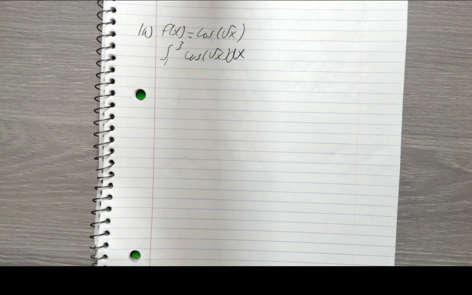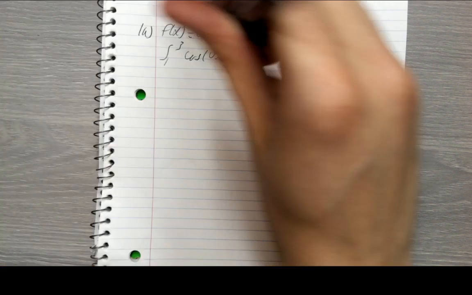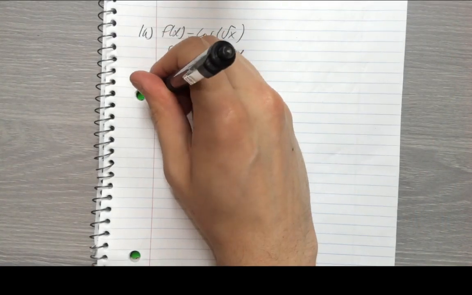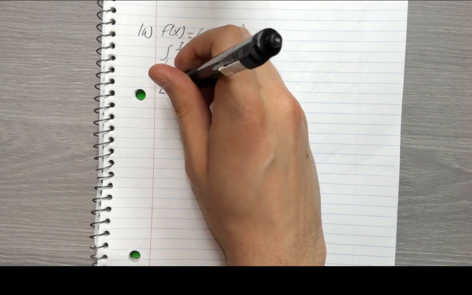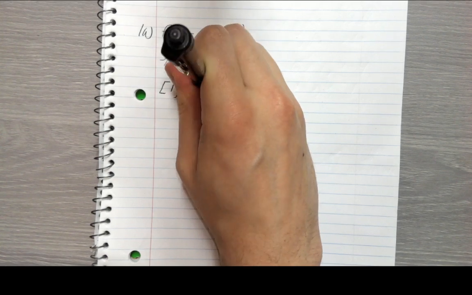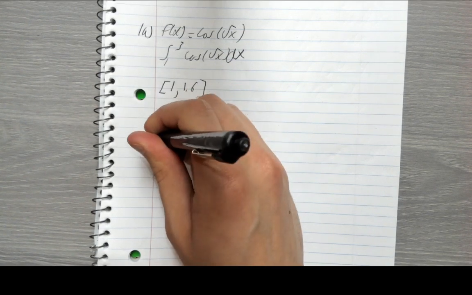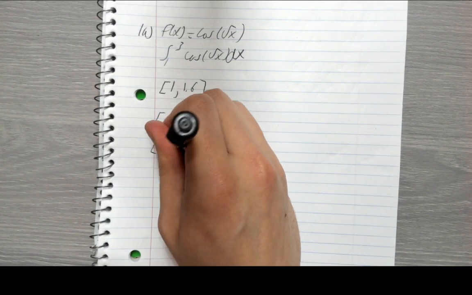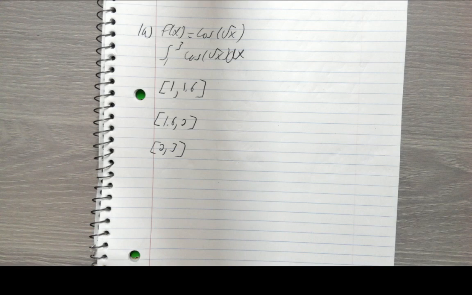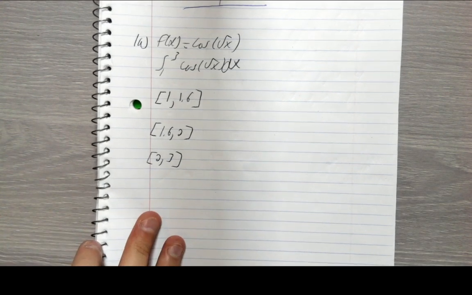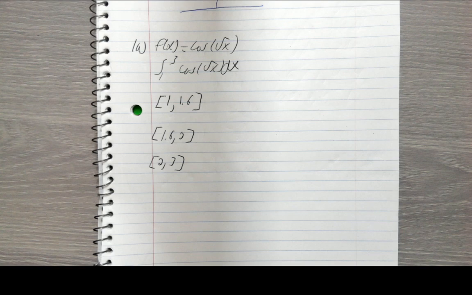Finding midpoint Riemann sum. So it says that we want to use 3 different subintervals. So essentially we got these 3 intervals. From 1 to 1.6, 1.6 to 2, and then 2 to 3. Those are the intervals that we're working with. And we need a couple important pieces of these intervals.